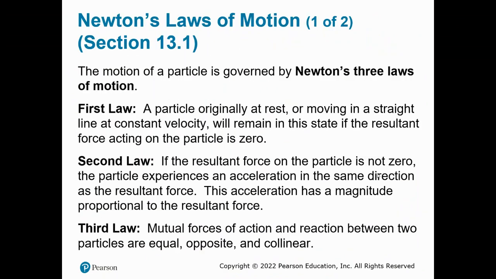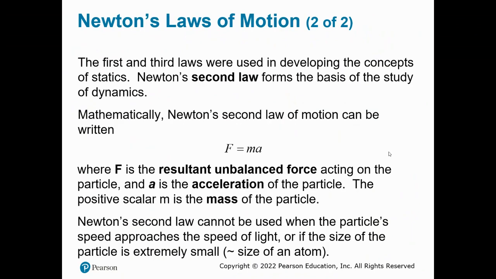So, starting with Newton's three laws of motion. First law says a particle originally at rest or moving in a straight line at constant velocity will remain in this state if the resultant force acting on the particle is zero. Second law says if the resultant force on the particle is not zero, the particle experiences an acceleration in the same direction as the resultant force, and this acceleration has a magnitude proportional to the resultant force. And then the third law says mutual forces of action and reaction between two particles are equal, opposite, and collinear.